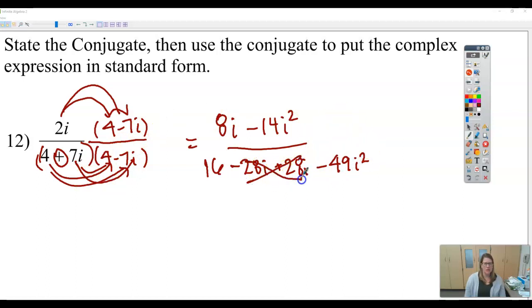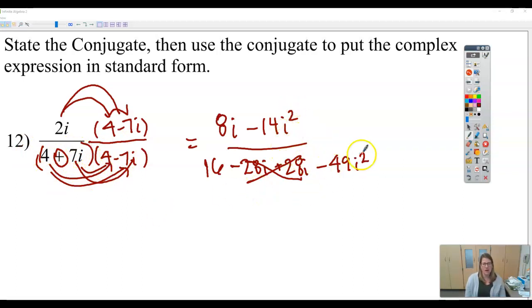Since those middle two terms will cancel out each time when you do that, you can kind of do a shortcut and just do 4 times 4 is your first number, and 7i times negative 7i is your last number. But if you're going to do that, just don't get in the habit of forgetting that you're supposed to actually distribute to each term. It's just that those middle terms are canceling out.